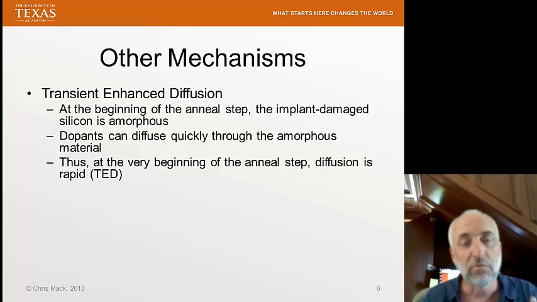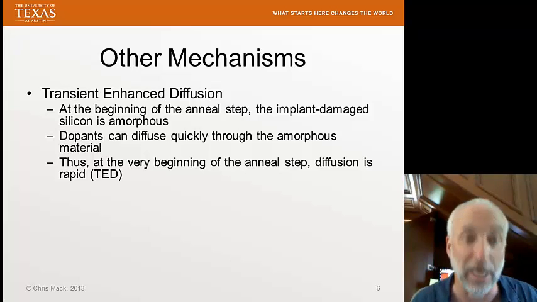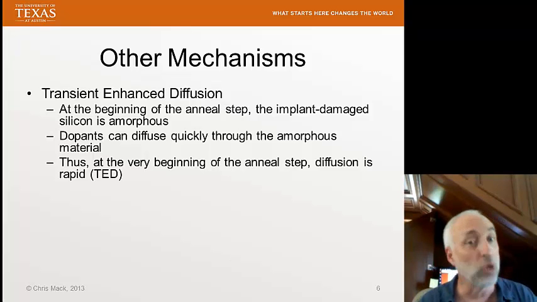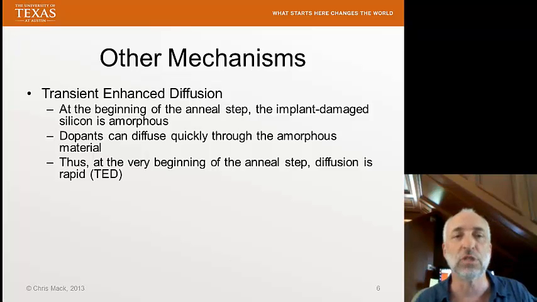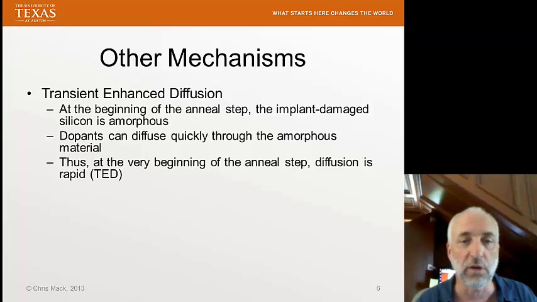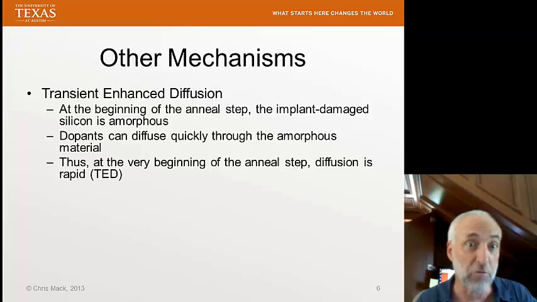Now, remember what we talked about interstitial impurities. They move around very quickly because they're not bound into the crystal lattice. Well, if we have amorphous material, then nothing is bound into the crystal lattice, and dopants diffuse very quickly in an amorphous material. At the very beginning of the diffusion step, we have amorphous material, and therefore at the very beginning of the diffusion step, diffusion is very rapid.